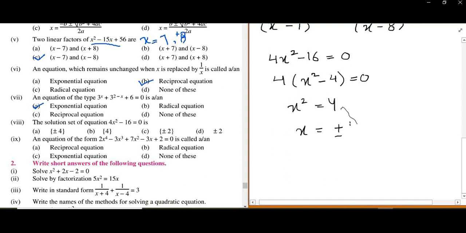That means, okay, plus minus 2. So the roots of the equation are plus minus 2. C.